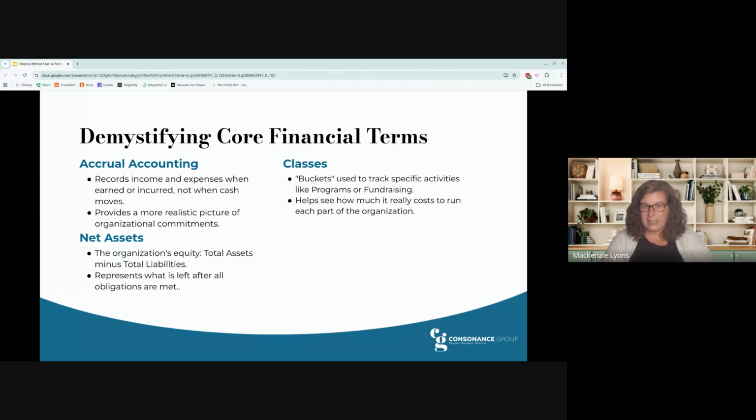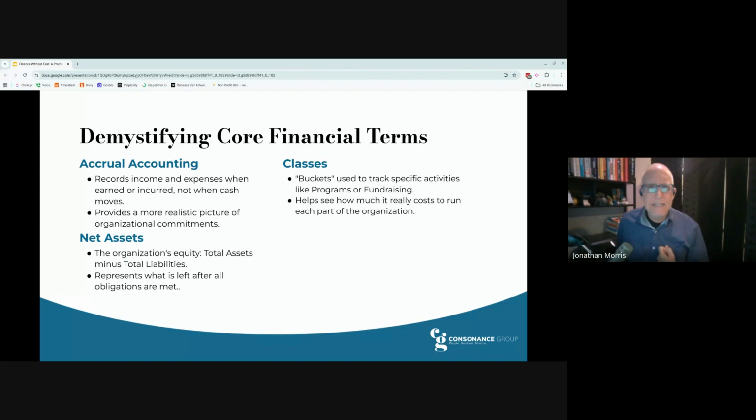Okay, and what about classes? So classes, this is a funky term because it's a QuickBooks term. This is for categories that you use to track different areas of activities, like programs, management in general, or fundraising. Like at a minimum, all nonprofits need those three because you have to report that way on your 990. Generally, we add additional classes and subclasses to match your particular programs, and that will enable more granular budgeting and expense tracking. So classes help you see how much it really costs to run each part of the organization.